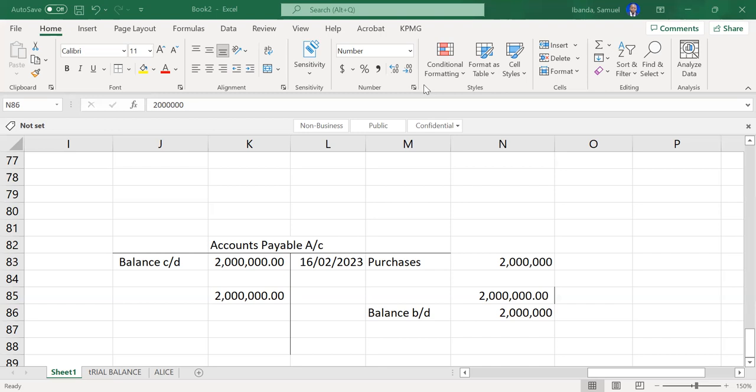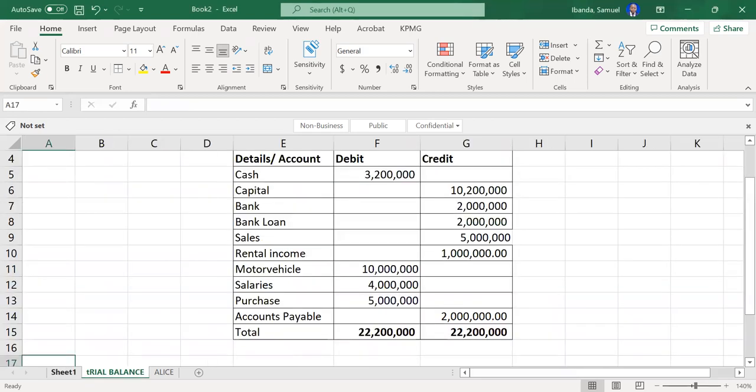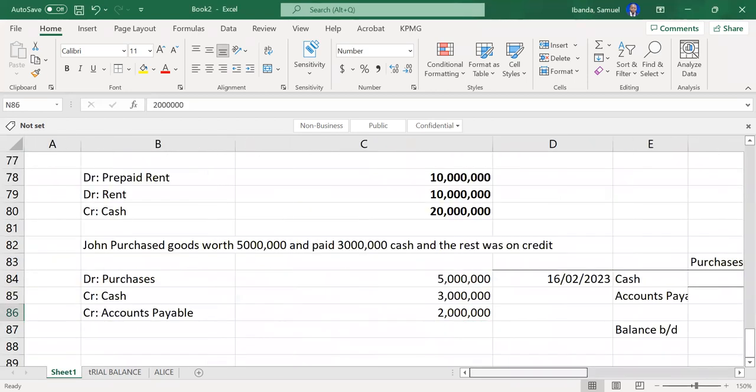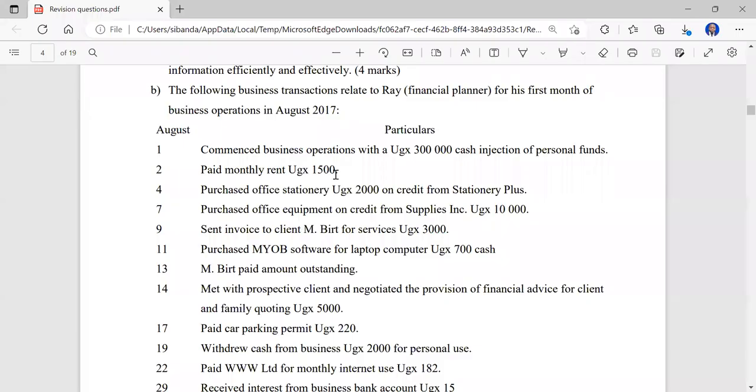So that is how we treat transactions that have more than one account. Transfer them to the ledgers and then move them accordingly to the trial balance. So I was saying that I'm giving you this question that you're going to help me populate in the ledgers, and then you share your responses on the WhatsApp group. And please make sure that you attempt it, because it will help you learn how to even deal with ledger accounts.